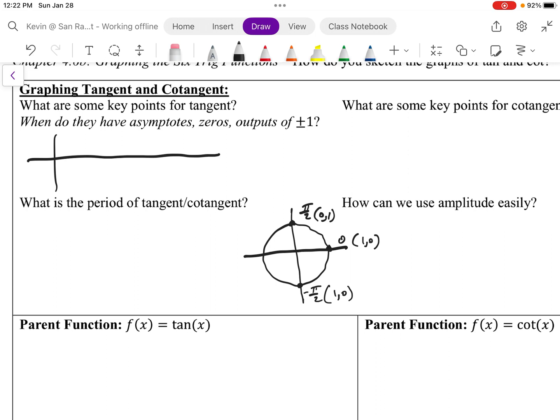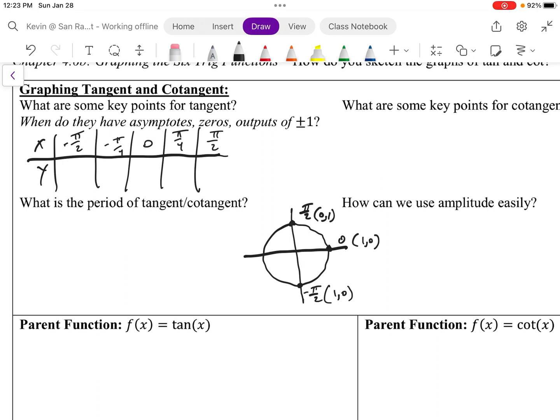And just like before, we're going to go x and y are inputs and outputs. And we're going to pick the angles negative pi over 2. We're going to go negative pi over 4. We're going to go 0. And we're going to go pi over 4. And we're going to go pi over 2.